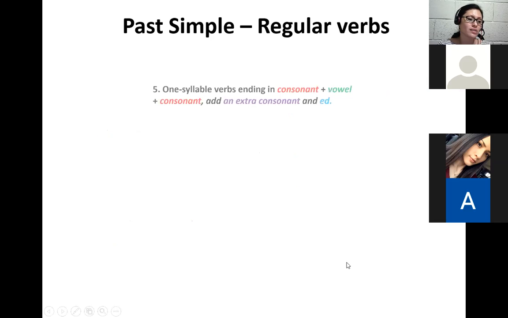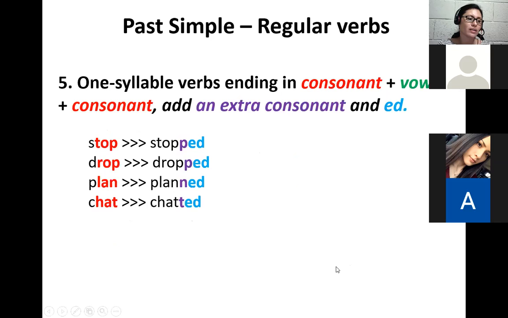And last, we got this. When we got one syllable verbs ending in consonant plus vowel plus consonant, we need to add an extra consonant and ED. ¿Cómo así, teacher? Okay, let me see if I can type something here. Si ustedes gustan, yo les puedo compartir esta información a través del chat, no hay problema. Okay, so we got this. Es como una fórmula, diría yo.